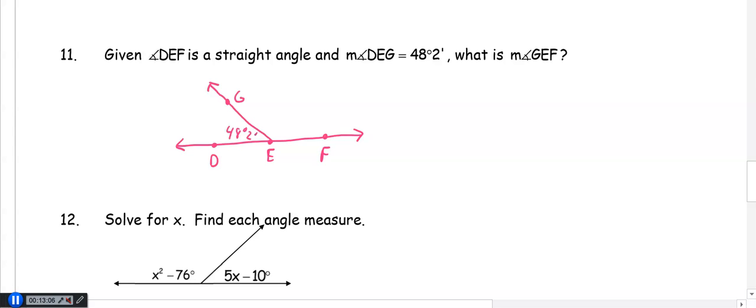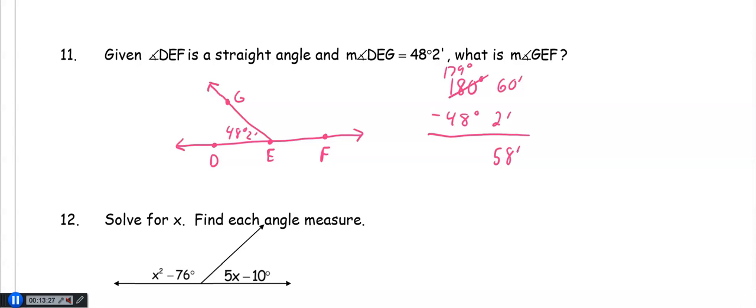So I know in a straight angle I have 180 degrees, so I can do 180 degrees minus 48 degrees and 2 minutes. I'm going to have to borrow a degree to get some minutes. So I now have 60 minutes, so 60 minus 2 is 58 minutes, and 179 minus 48 is 131 degrees.